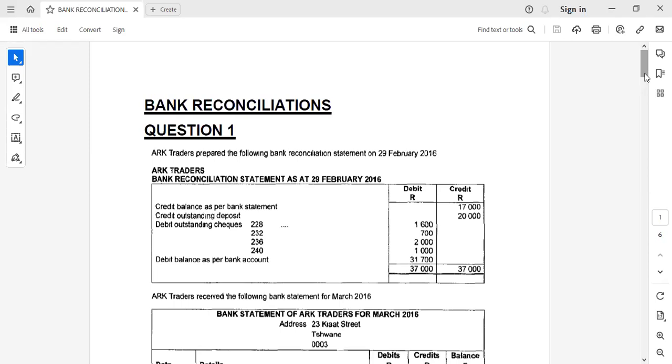Right. Let's deal with question 1. ARK Traders prepared the following bank reconciliation statement on 29 February 2016. Right, this is the bank reconciliation, so you have to be very wary of the period. This was on 29 February 2016.